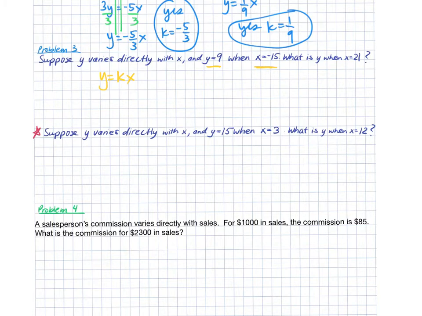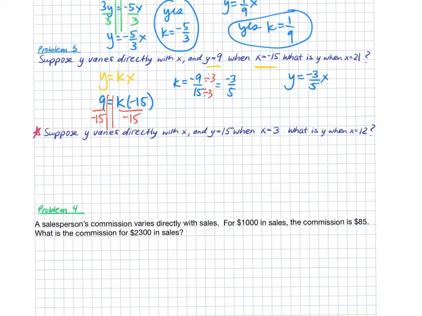So we can figure out what that function is by plugging that in. Let's make y 9. We don't know what k is, but x is negative 15. So in order to solve this, we're going to get k alone by dividing by negative 15 on both sides. And that means k is negative 9/15. We can simplify this by dividing them both by 3. And this becomes negative 3 over 5. Okay, so our function is y equals negative 3 over 5x.